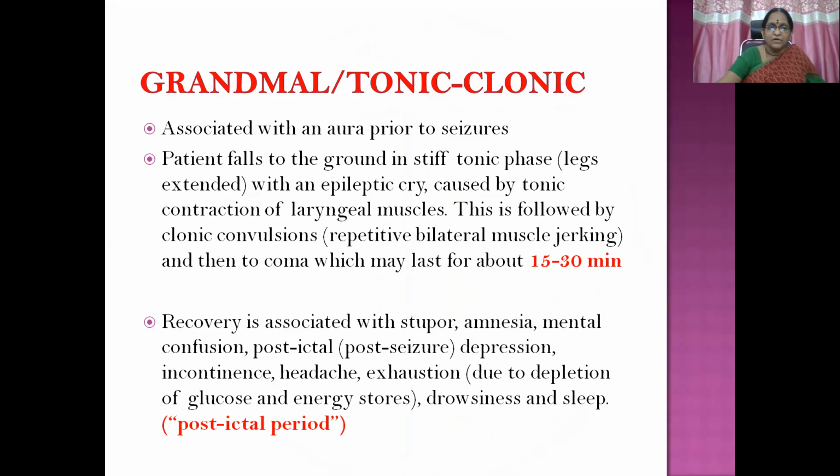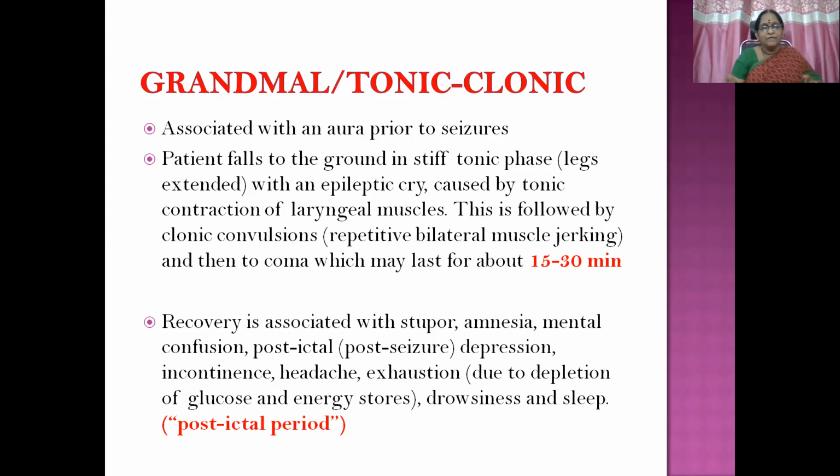Grand mal epilepsy or grand mal seizures or tonic-clonic seizures. This epilepsy is associated with an aura prior to seizures. Aura means the patient may have a signal indication that they are going to land in an epileptic attack. It may be visual, auditory, or olfactory, whatever it may be. We'll be discussing all this over a period of time. You will come to know. So the patient falls to the ground in the stiff tonic phase. The legs will be extended and become stiff with an epileptic cry. The epileptic cry is caused by tonic contraction of laryngeal muscles.